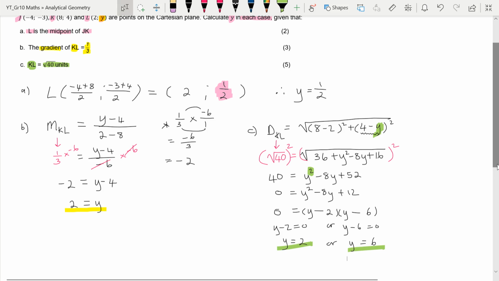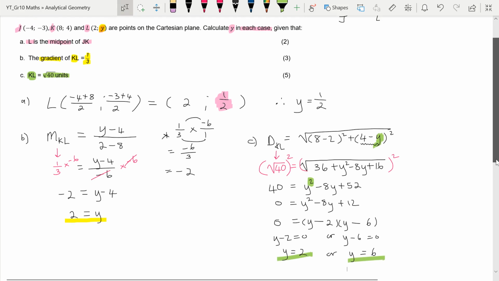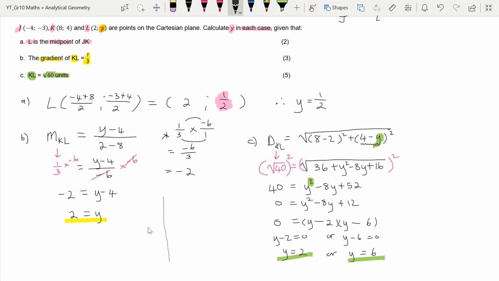Let's just see if both of those answers will actually work. So let's just draw it roughly. I just want to show you something there. If K, let's say, is at 8 and 4, let's say K is somewhere there. And we've got that L is at 2 and y, so somewhere there. So x is 2 there, and then we don't know what the y would be. So L could be a point on that line.